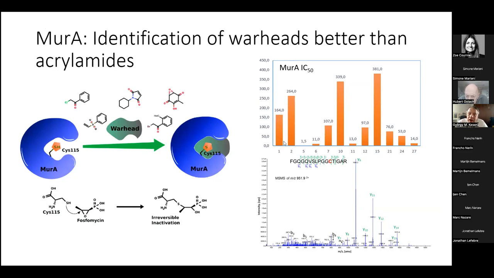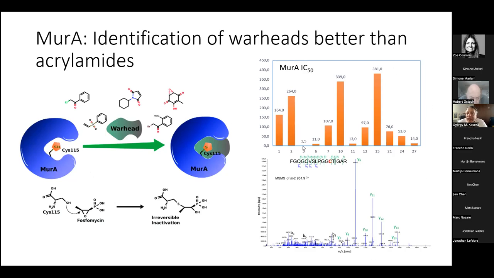The acrylamide represents the first one, and we observed a 164 nanomolar IC50 when investigated against the active site of MurA, having the cysteine 115 available for covalent modifications. And this is basically the site where the only known drug, fosfomycin, attacks MurA during its antibacterial action.